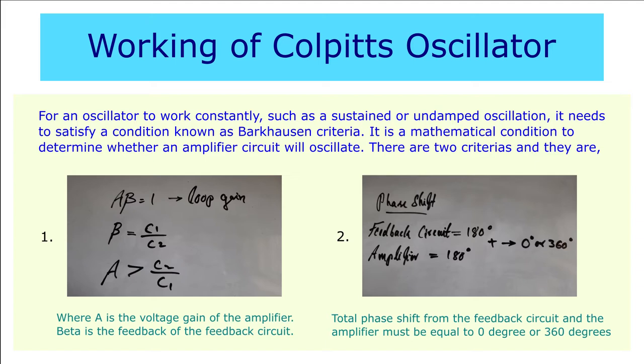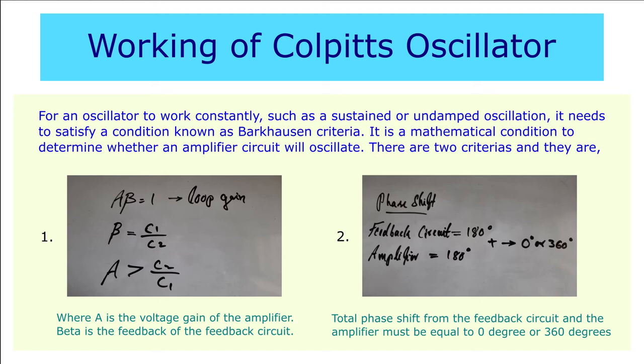Voltage gain of the amplifier is denoted as A. The portion of the output signal of the amplifier that is fed back to the input of the amplifier is called the feedback factor, which is denoted as beta. The total loop gain calculated as the product of A and beta is called the A beta. The feedback circuit provides 180 degrees phase shift and the amplifier provides another 180 degrees of phase shift. So there will be either a 0 degree or 360 degrees of phase shift happening in the signal during this process. The oscillator works only when the A beta becomes equal to 1 and there is 0 degree or 360 degrees phase shift in the signal.